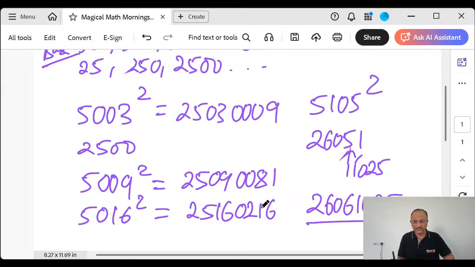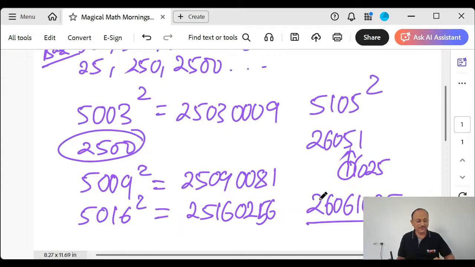Sorry, it is 256, correct. I wrote it by mistake. It is 256. 25 16 0256. You got it? 5105 square. Whenever you have fewer digits than the number of digits in the base, you fill the remaining places with 0. If it contains more digits, that one you carry and add to the next number.